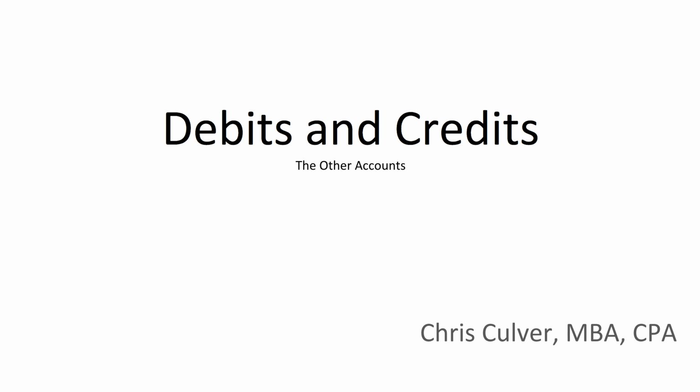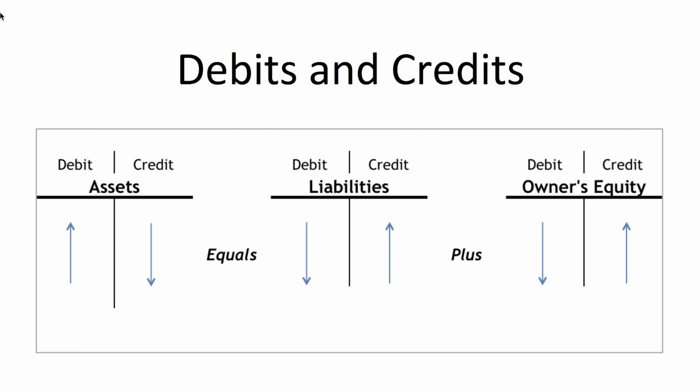Hello, and welcome to our second part of debits and credits. In the first part, we looked at the simple balance sheet identity formula, or the standard formula that we use in accounting all the time: assets equals liabilities plus owner's equity. And you memorized that formula, and then we added this idea or rule that accounts on the left, or things on the left, go up on the left, and things on the right go up on the right.